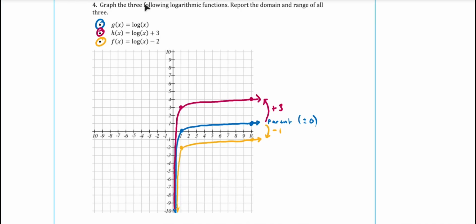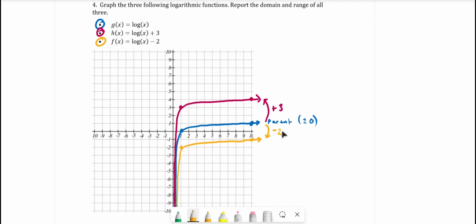Here we have 3 other functions. Notice these all have the same base 10. If we don't see a number written in the base, we should infer that it's base 10. The only thing that's changed is we have one parent function, and then we have these 2 transformations of the same kind. One is an upshift by 3, the other is a downshift by 2. So that should be a 2, actually.